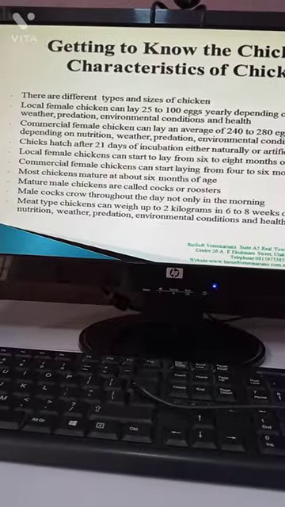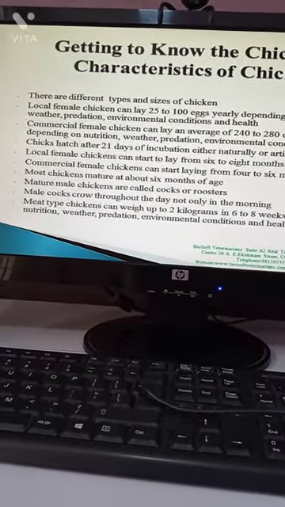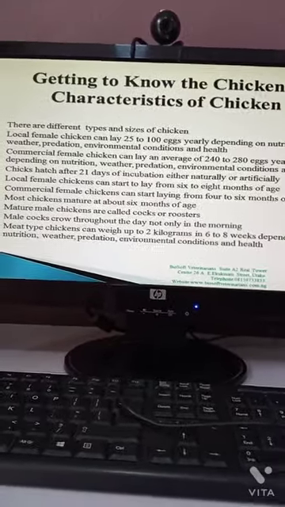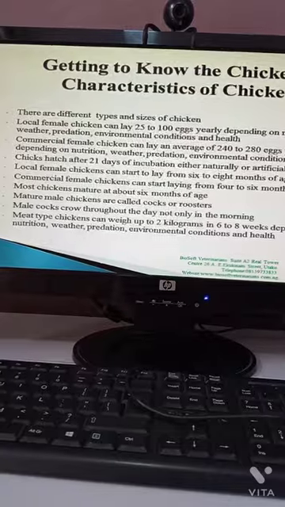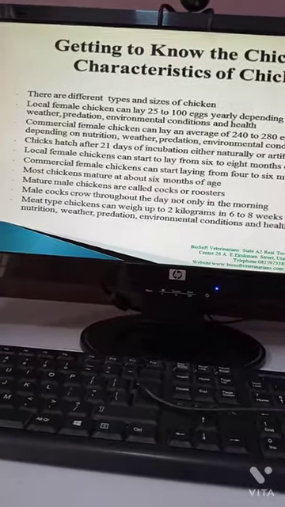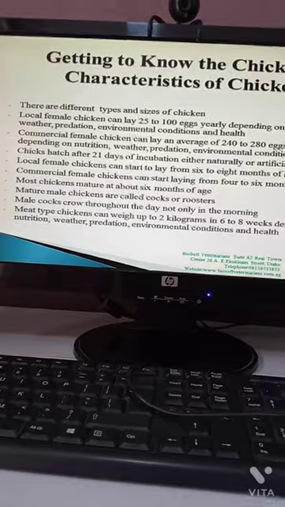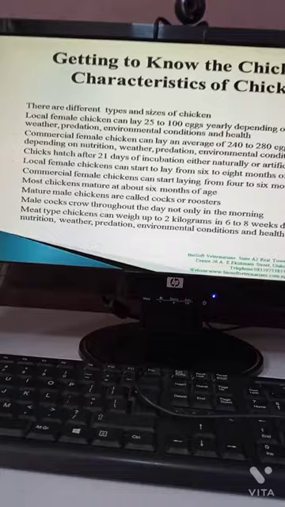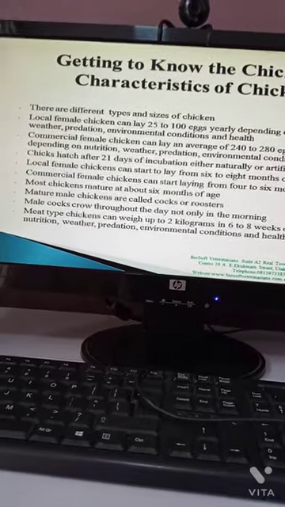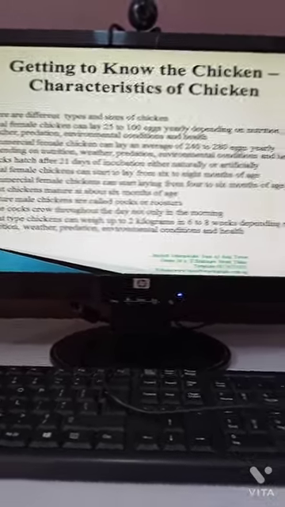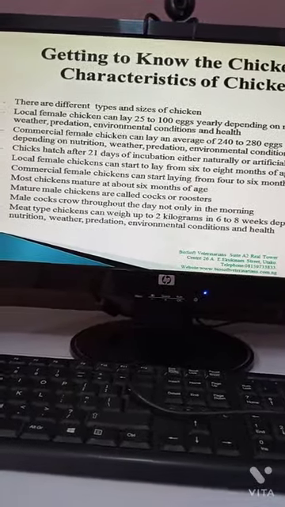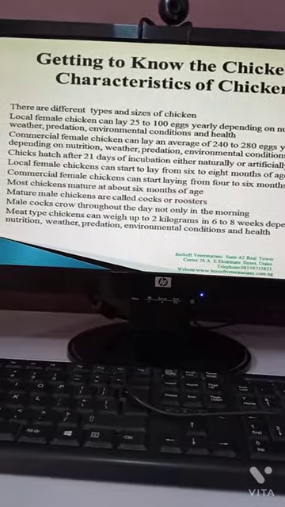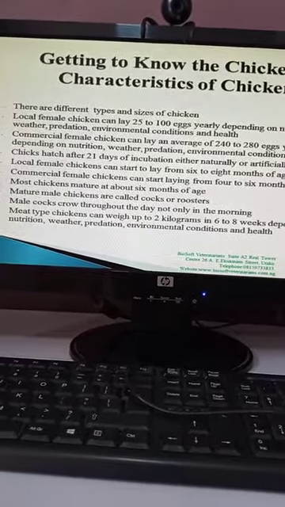Now, we have local and commercial or hybrid chicken, and then the differentiating factor between these 2 types of chicken is their performance. While local female chicken lay 25 to 100 eggs yearly, the commercial can lay up to 300 yearly. All this depends on their nutrition, weather prediction, environmental conditions, and health.